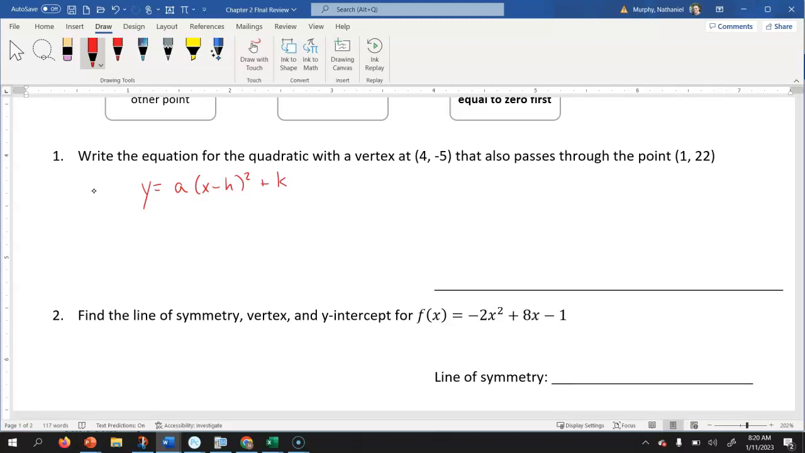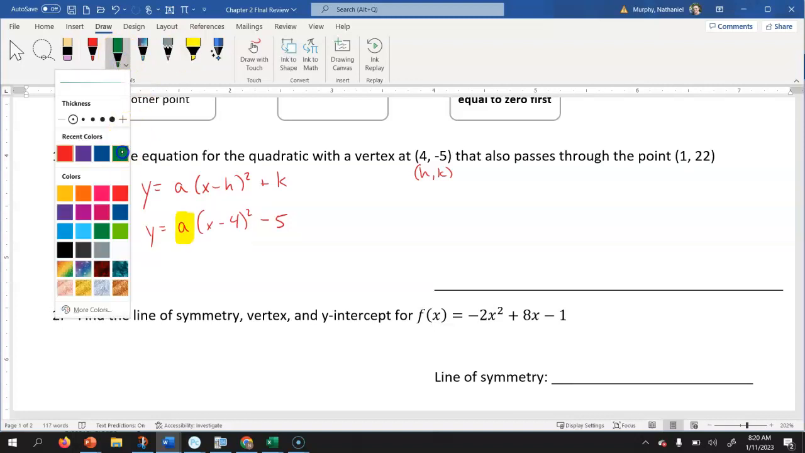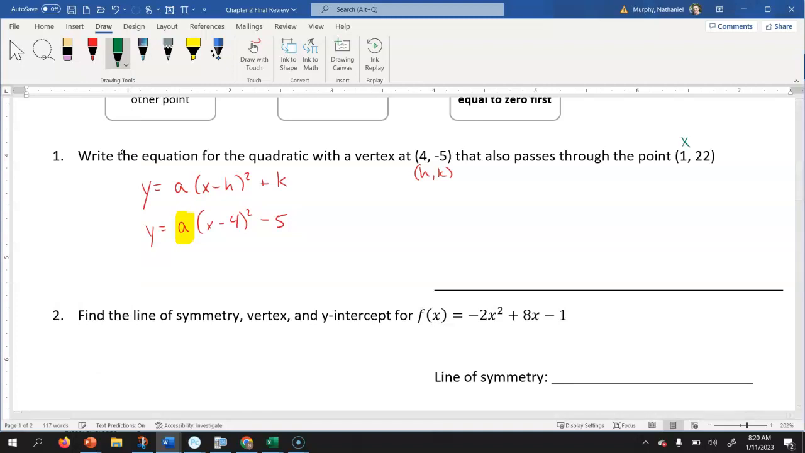Now with the vertex, remember the vertex, that's your coordinate h and k. So we're going to set this up to say y equals a times x minus 4 squared, and then we could say plus -5. I'm going to write it as minus 5. Now my goal is to figure out what's this value for a. And that's why they give us this other coordinate. So this other coordinate, remember this is your x and this is your y. So we're going to plug that in for our x and y values here.